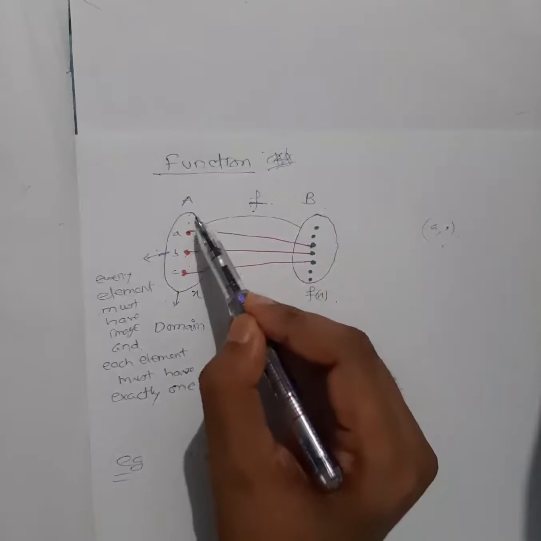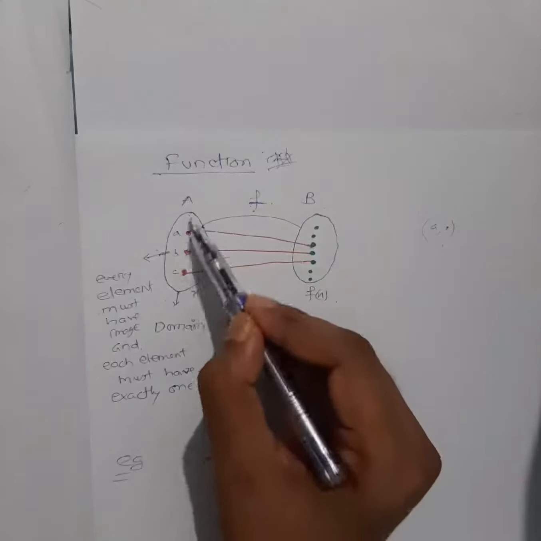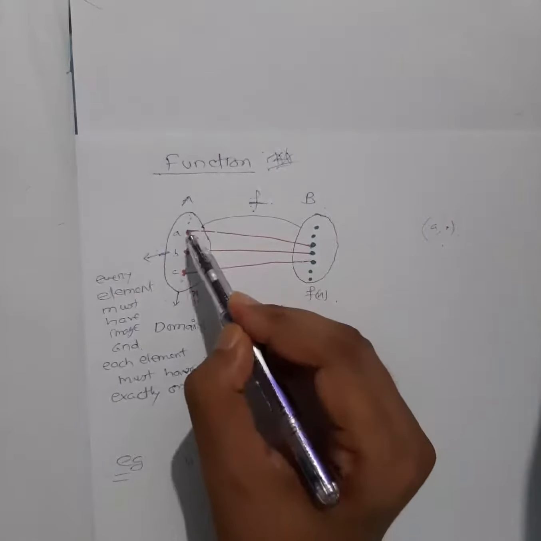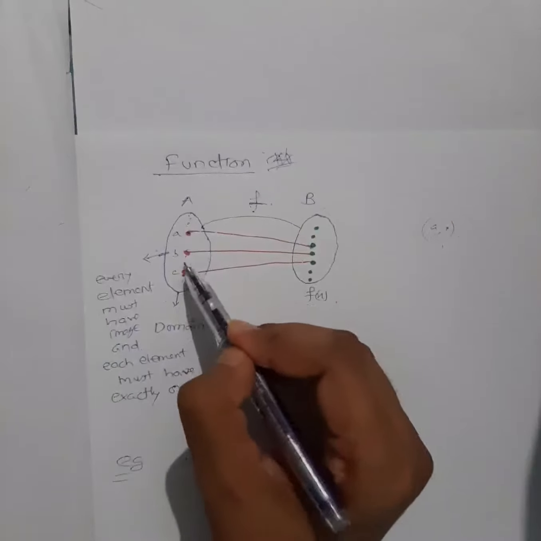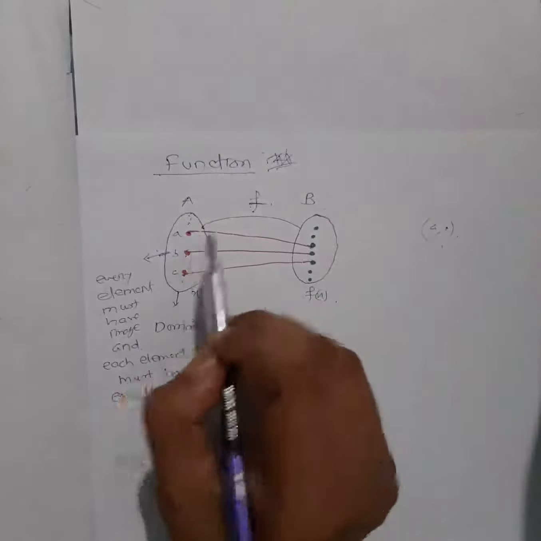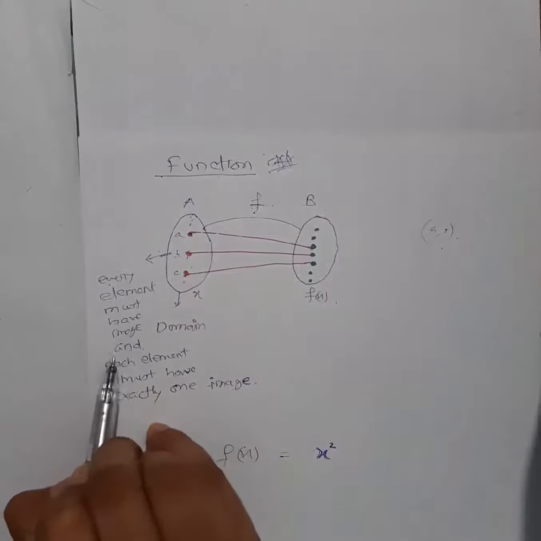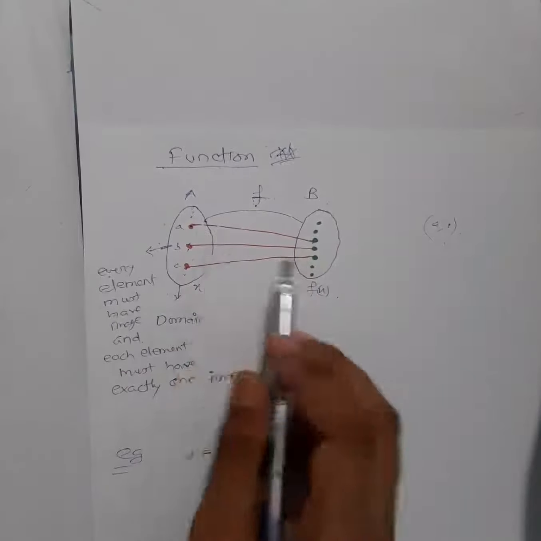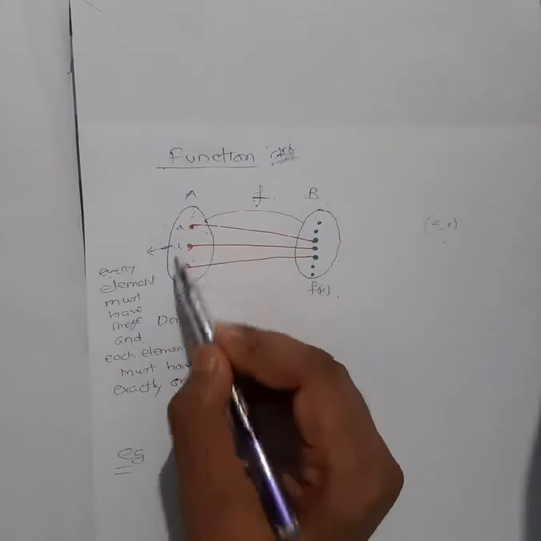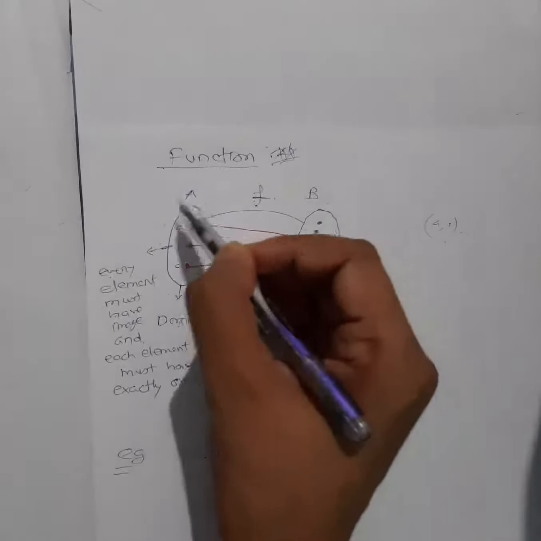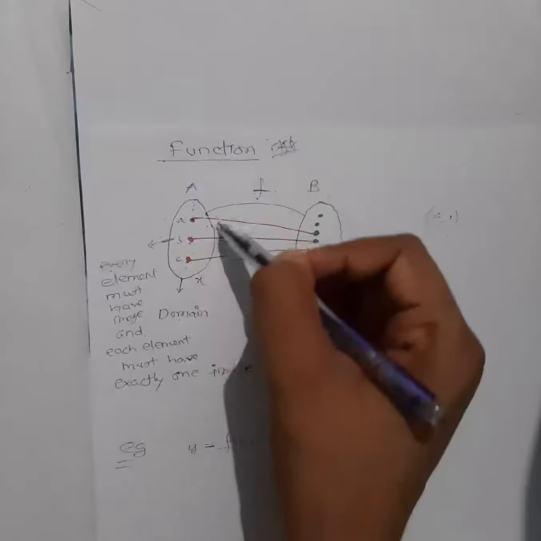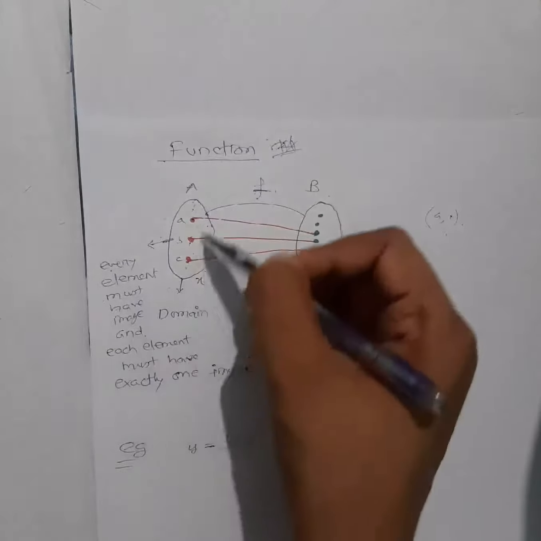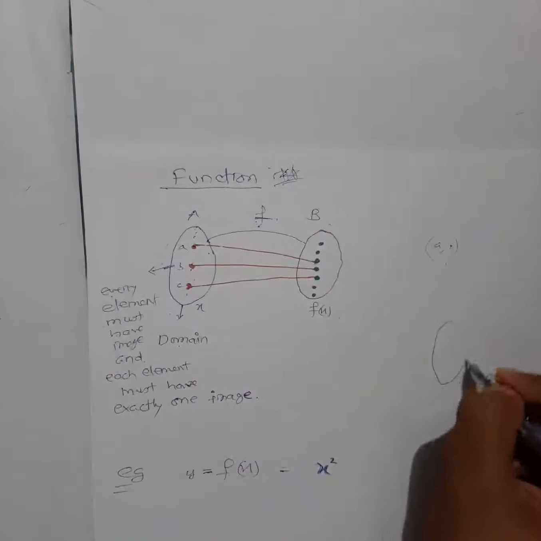A function is a relation where there should not be any free element in this set. Means every element must have an image, first thing. So every element must have an image in this set. That's why, if it is having an image, the collection of these will be called the domain. In a function, your first set will always be your domain. But in a relation it was not necessary, right?